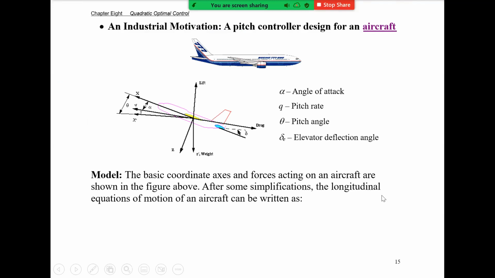So for this problem, we will try to control the pitch, this way up and down. And how do we control that? Of course, in that video clip, you already know that there are elevators at the end of the airplane. When the elevators move, they will make this plane go up and down, the pitch.